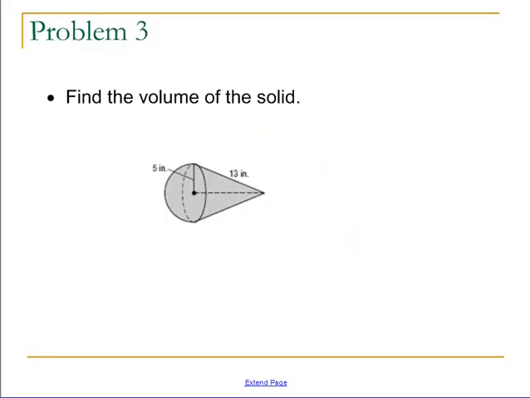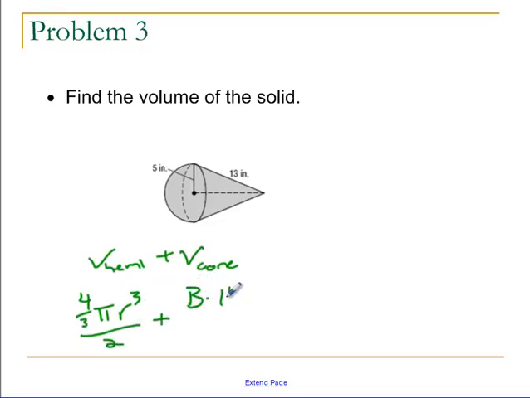In our final example, we have a hemisphere attached to a cone. So the volume of the hemisphere plus the volume of the cone. So the volume of the hemisphere is 4/3 pi r cubed, all divided by 2 because it's half of a sphere, plus the volume of the cone is area of the base times the height divided by 3. This is a 5, 12, 13 triangle, so the height of this is 12, the radius is 5, and I can find the area of the base.